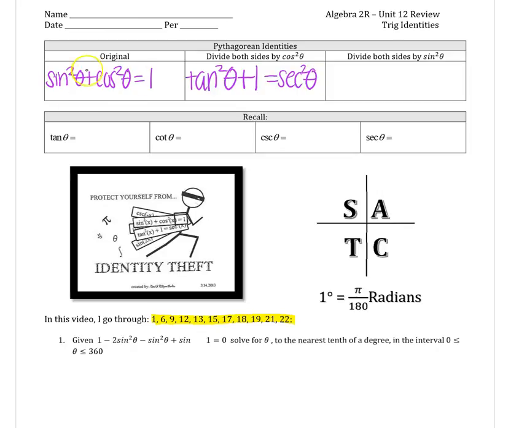If I take the original and then divide by sine squared, anything divided by itself is 1. Cosine divided by sine is cotangent. And then 1 divided by sine squared is cosecant. Okay, so those are your 3 Pythagorean identities to make sure you know.